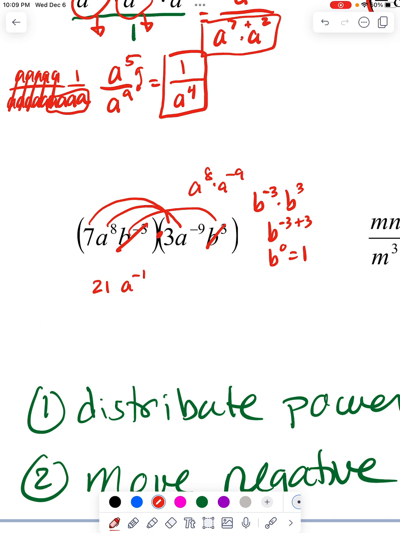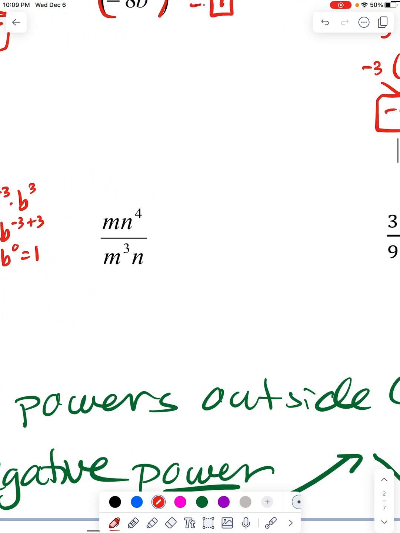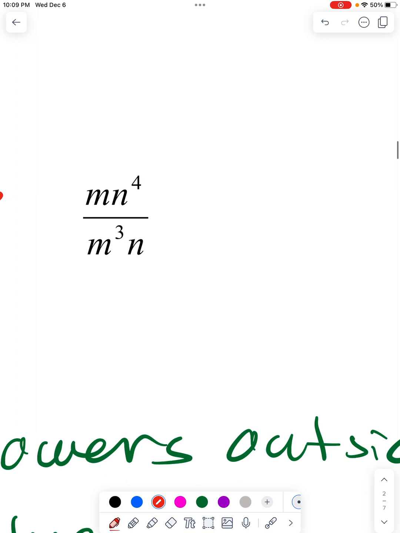Now I'm going to move that -1, a to the -1 into the bottom. Now I don't have a bottom, but I'm going to. So my 21 sits there because it doesn't have a negative power, and my a goes to the bottom. Okay, I don't remember doing that on the filled in notes. I feel like I might have missed that one.